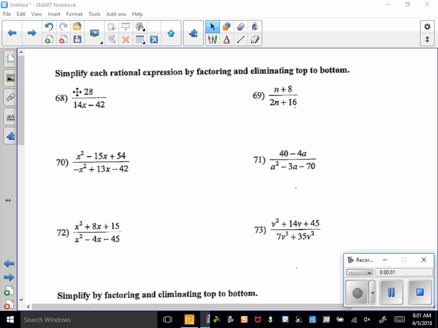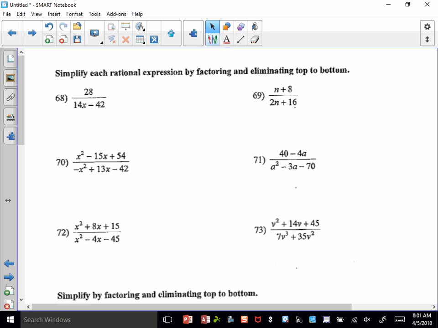Right, so here we have on page 10, let's actually start with number 70 because I want you to see how everything kind of works together. So let's go ahead and factor this: x squared minus 15x plus 54.